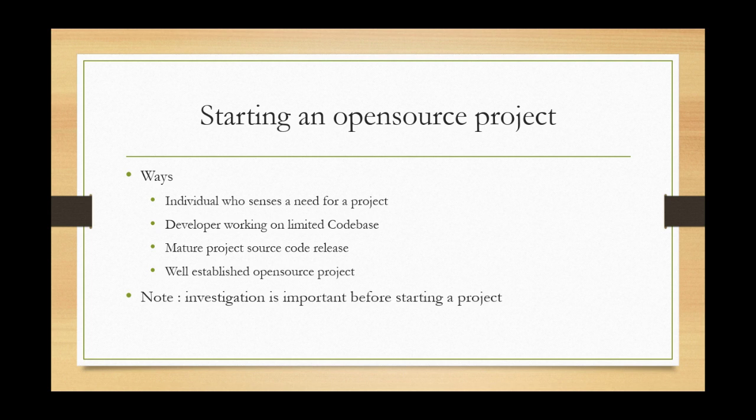Another way is if there is source code of a mature project that has been developed for a number of years, or months, or days, then that mature project is released to the public, for the public to add some additions, or to see some bugs, or to report any bugs. That is another way. Another important way is if there is a well-established open source project that can be forked by an interested outside party.